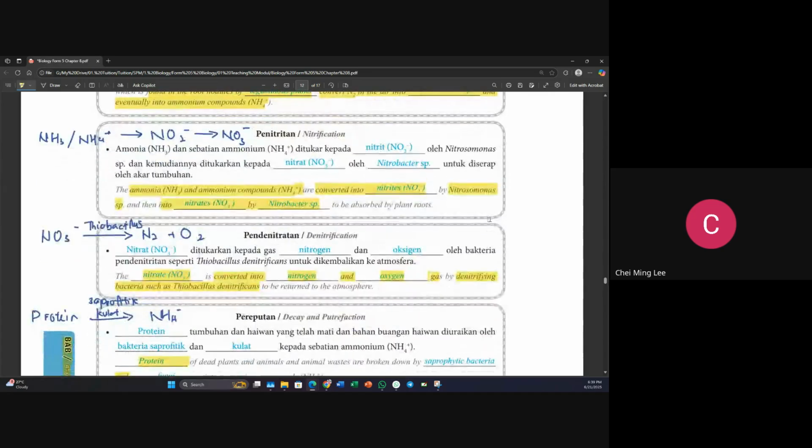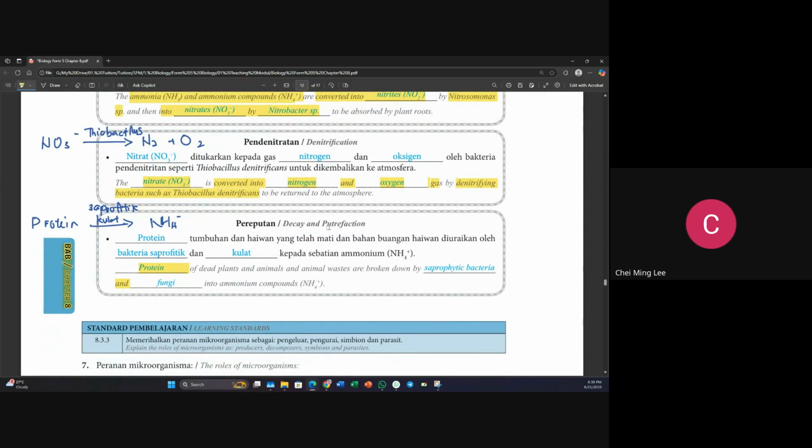There's also another way, through decay and putrefaction, where the protein will be broken down by saprophytic bacteria and fungi into ammonium compounds. So these are the processes involved. Normally, nitrogen becomes ammonia or ammonium compound. From there, it undergoes nitrification and becomes nitrate. From nitrate, it undergoes the denitrification process back to the atmosphere.